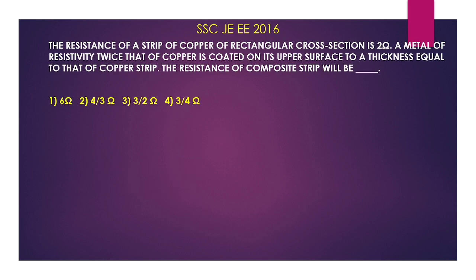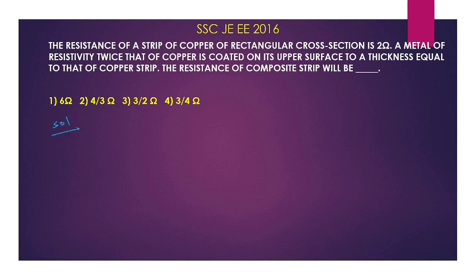The resistance of a strip of copper of rectangular cross section is 2 ohm. A metal of resistivity twice that of copper is coated on its upper surface of a thickness equal to the copper strip. The resistance of the composite strip will be dash. Okay, this is the question. We just need to initially understand the question first.